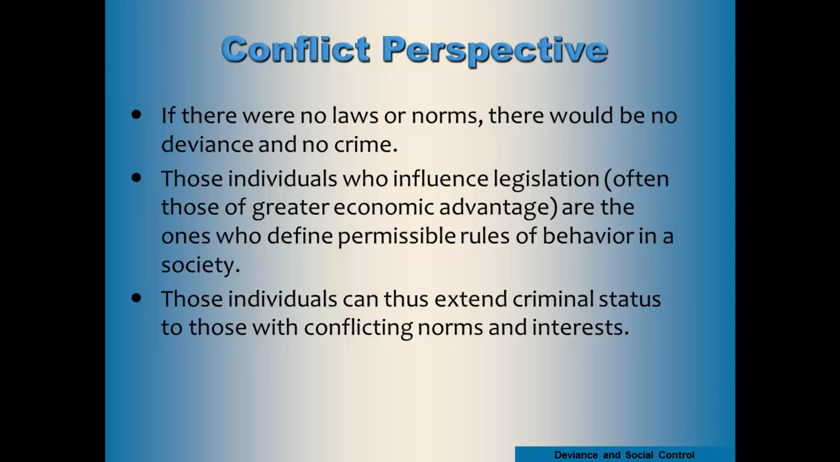And so the persons of higher socioeconomic status are the ones really influencing the kinds of laws that are developed. They're the ones who define what is permissible in our society, and in any society for that matter. Those individuals have the authority to extend criminal status to those who have conflicting norms and interests, or not, if they choose not to. So you see that gives the upper classes much more power than the lower socioeconomic groups. And conflict people will tell you that those in power will continue to use their power to preserve it. So one can bet that the legislation is going to lift up the individuals in the upper classes, and ignore or perhaps oppress those individuals in lower socioeconomic classes.